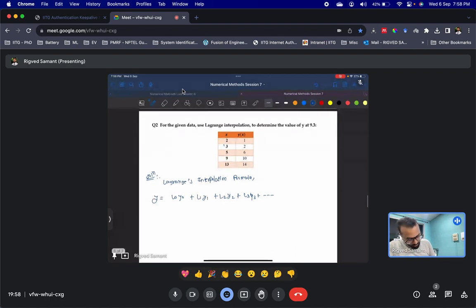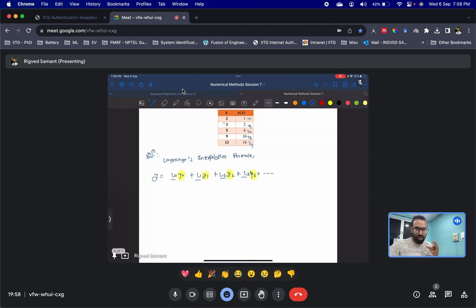At the start you have this y0, y1, y2, y3, y4. Now you have to find what L0, L1, L2, L3 are. This is given as a definition formula by Lagrange. So these are Lagrange's constants that we want to find, and then plug these values here.